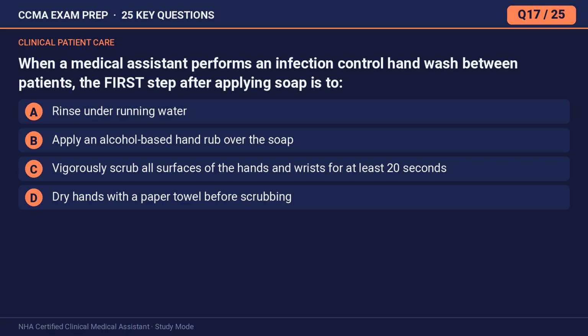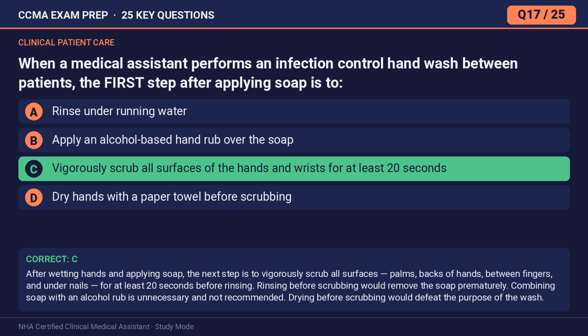A temperature of 101.8 degrees Fahrenheit exceeds the low-grade fever threshold, 99 to 101 degrees Fahrenheit, and is classified as a high-grade fever above 101 degrees Fahrenheit. Normal adult oral temperature is 98.6 degrees Fahrenheit, range 97 to 99 degrees Fahrenheit. A temperature of 101.8 degrees Fahrenheit warrants clinical attention and reporting to the supervising provider, as it may indicate a significant infectious process.